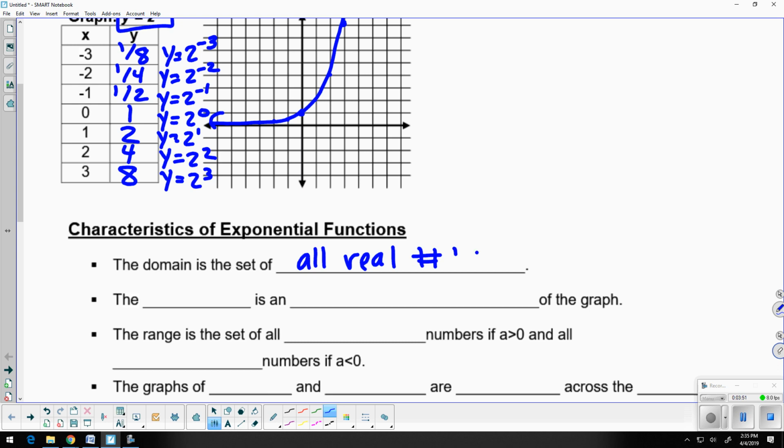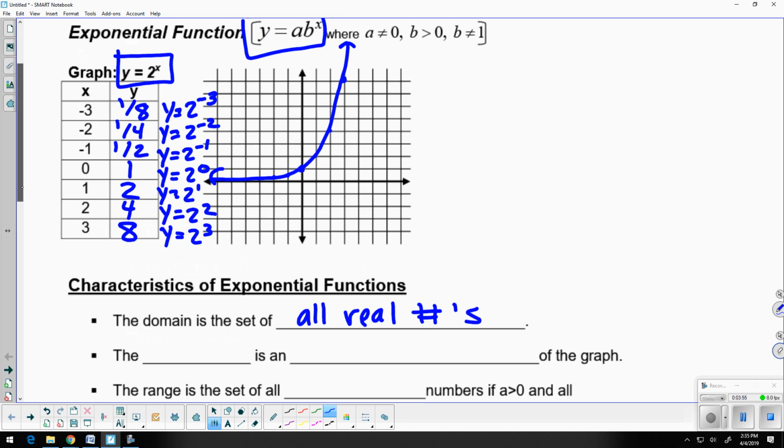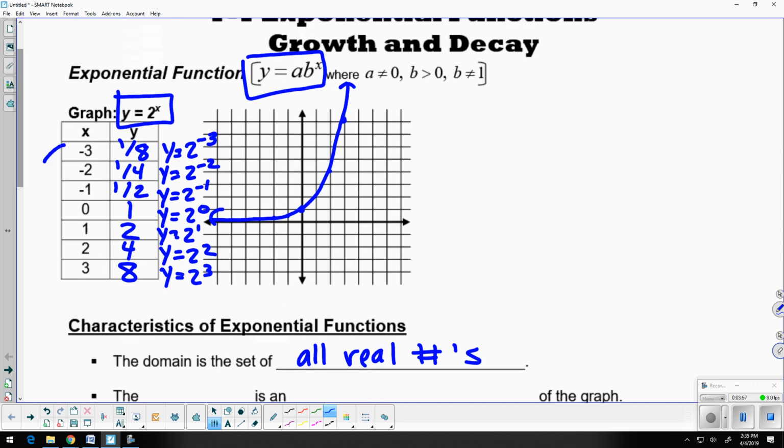Because you could plug in anything you want to for x. So your domain again is referring to the x values. And again, you could plug in anything you want to for x. We just chose to plug in these numbers, but you could plug in a lot more numbers if you want to. You could plug in fractions, decimals, whatever you want, whatever your heart desires.